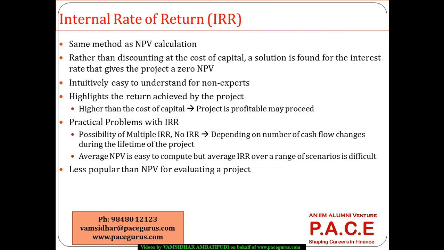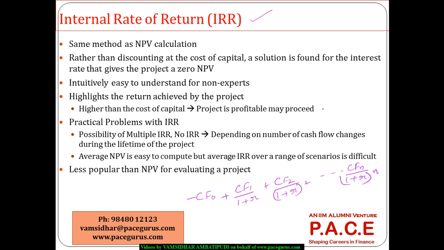Then comes the other mechanism, the second most important tool for evaluating the worthiness of the project, which is the internal rate of return. Even here we go with a similar mechanism. So we talk about the cash flow at the end of the first period discounted by R, cash flow at the end of the second period discounted by (1+R) squared, cash flow at the end of the nth period I discount by (1+R) to the power n.